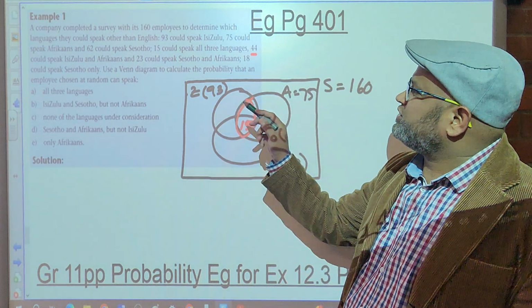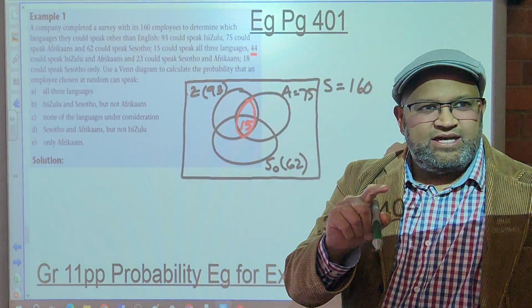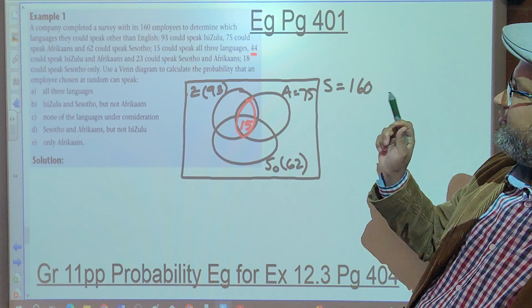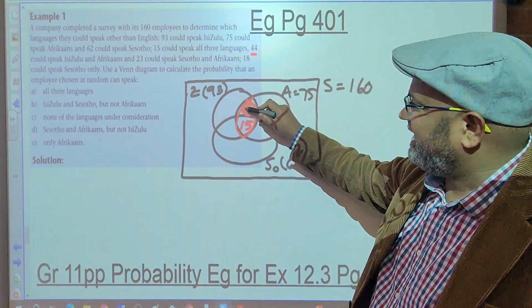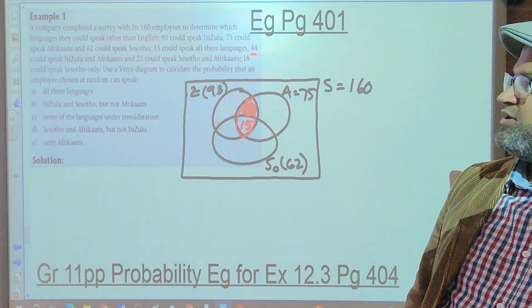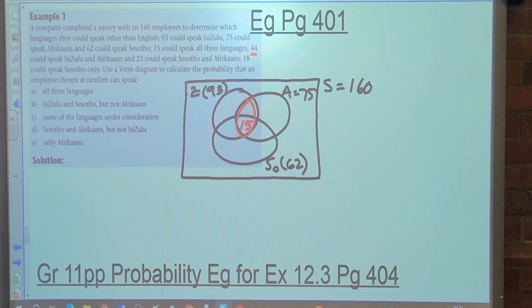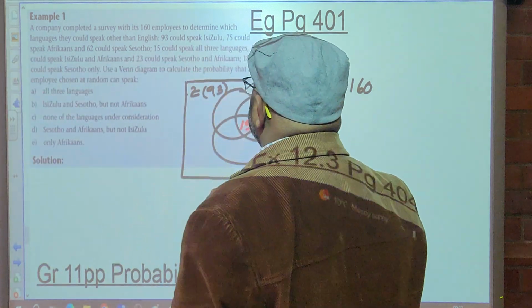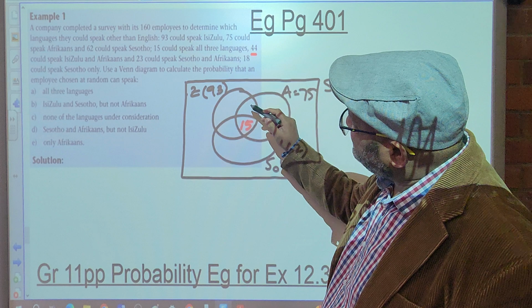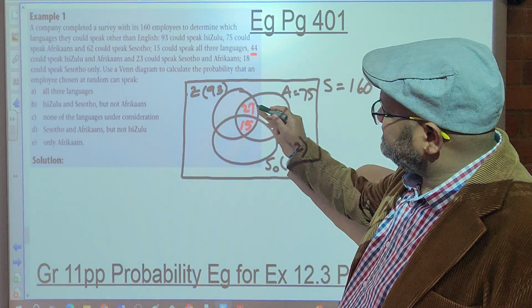He didn't say 44 could speak Zulu and Afrikaans only. If it had said Zulu and Afrikaans only, then that 44 would lie there. But because he didn't specify that, it means 44 includes the 15. You guys understand? So what's 44 minus 15? 29. Okay.